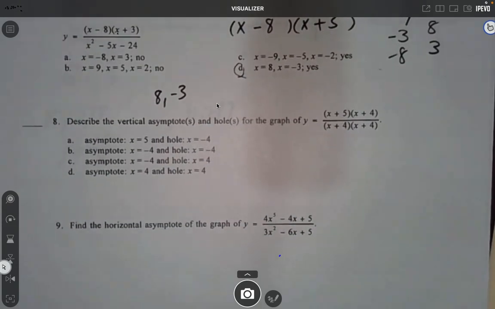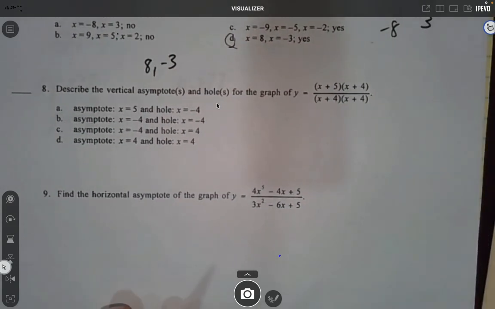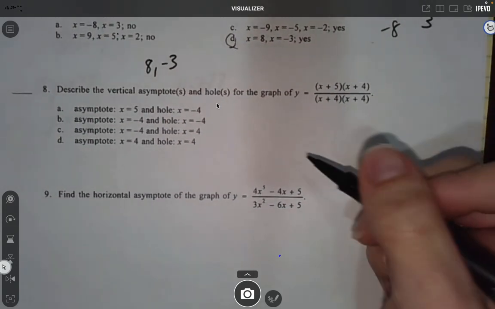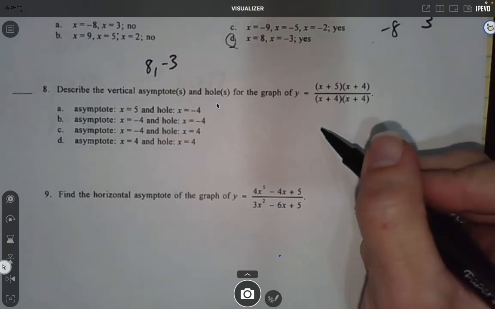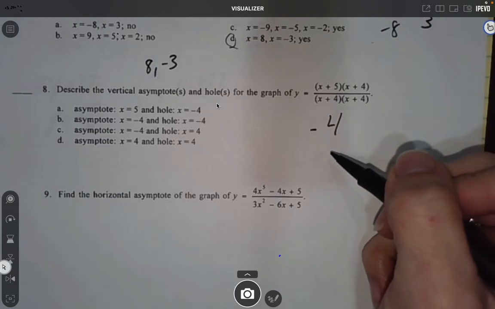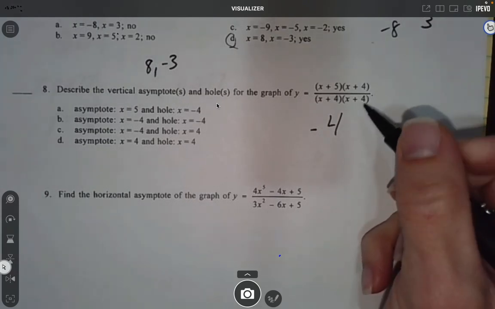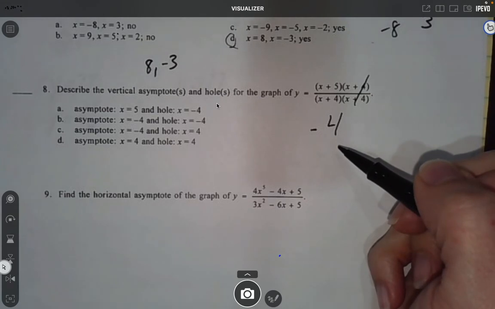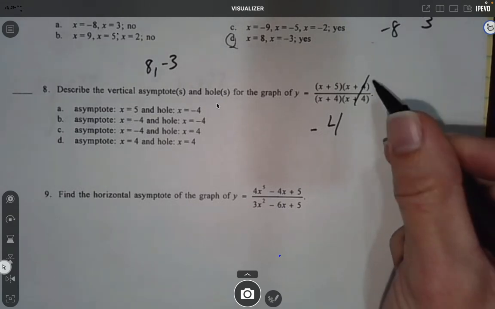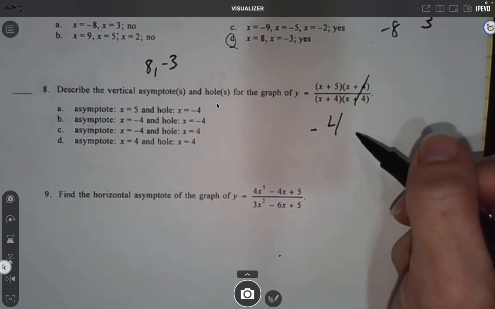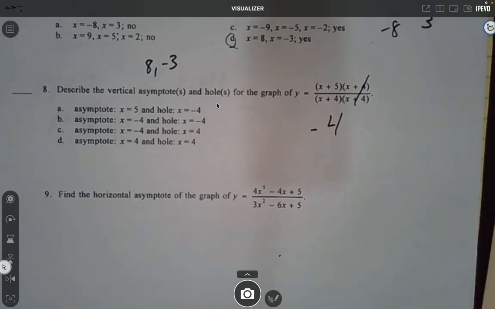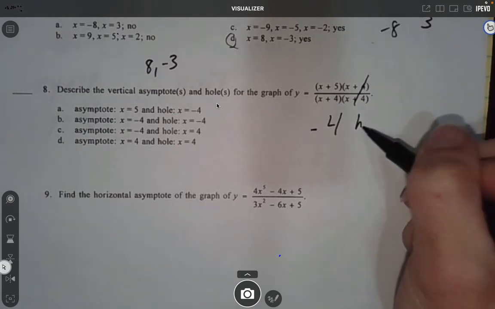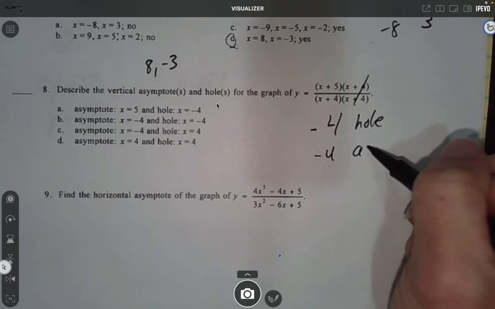It says, what are the vertical asymptotes and holes for the graph? So let's look at the denominator. And it looks like they are -4. They're both -4. Well, only one would cancel. So I guess we've got a hole at -4, and then we have an asymptote at -4. So it's B. So it was -4 that had a hole, and then we had a -4 that had an asymptote.